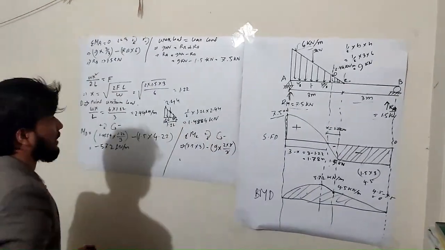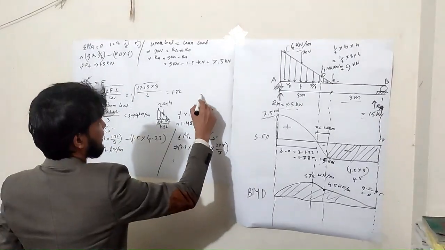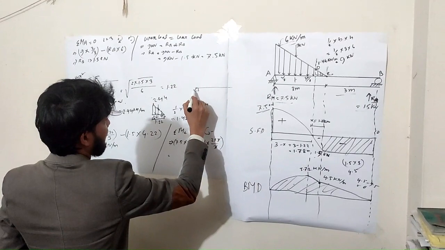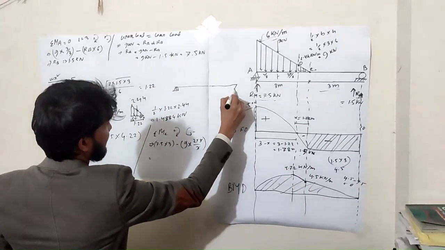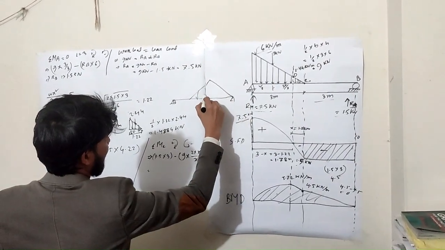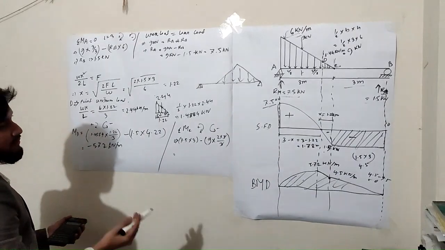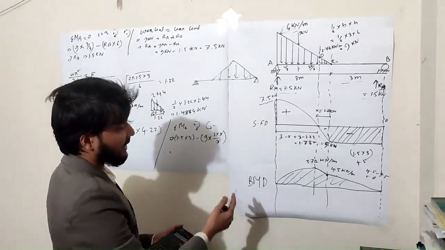So we use these equations to solve many types of triangular section problems. Suppose this is a triangular section, for every triangular section we need this equation to simply find the bending moment.